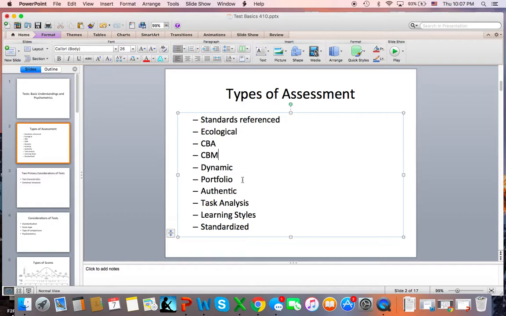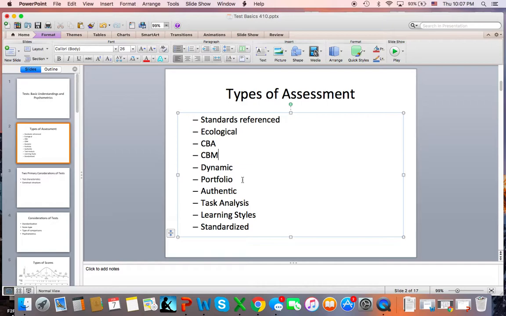Task analysis involves breaking apart complex skills into the individual discrete components. That way you can work backwards from the complex skill to those stepwise skills that you have to master to get to that overarching skill. And that helps focus intervention and instruction.